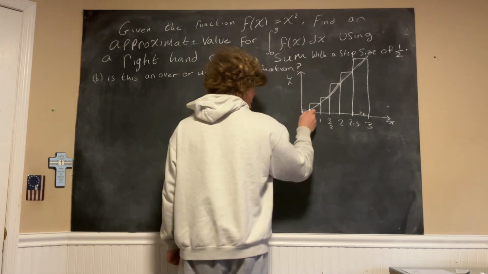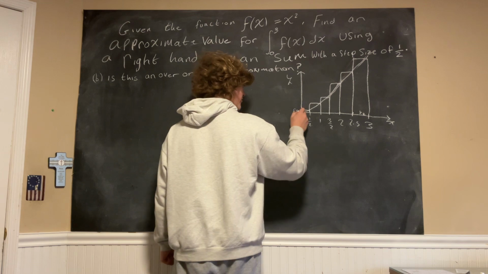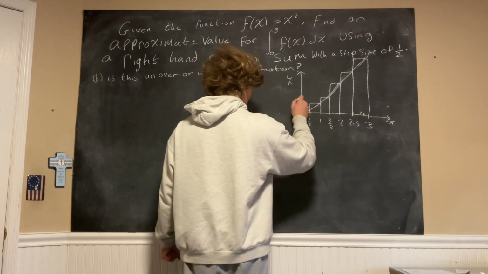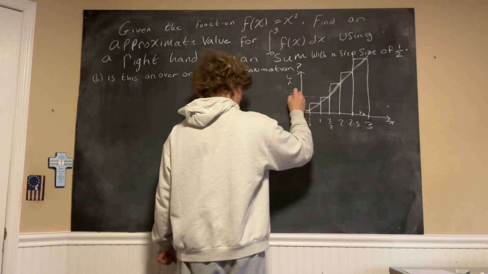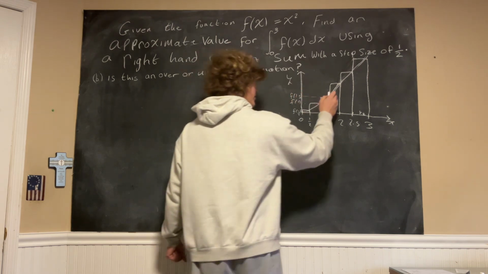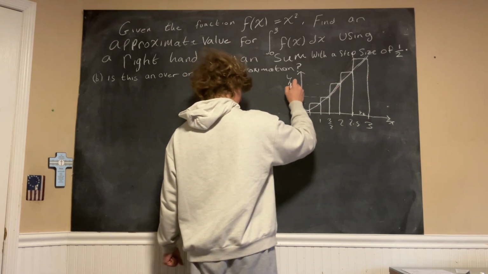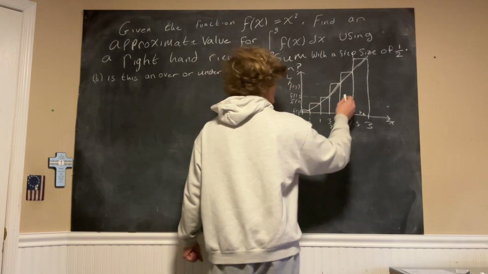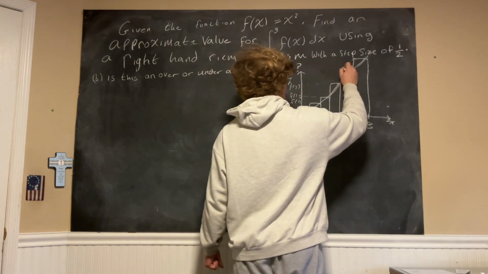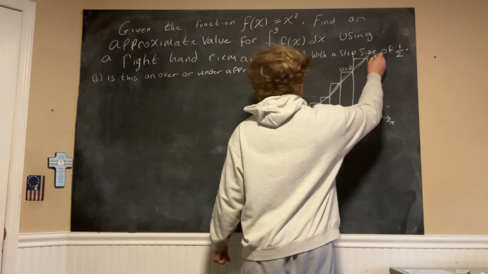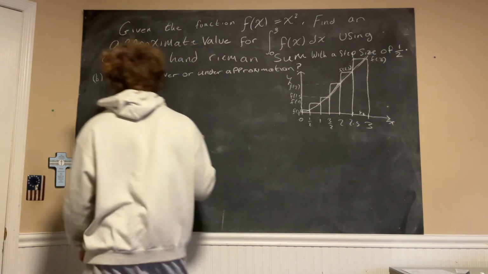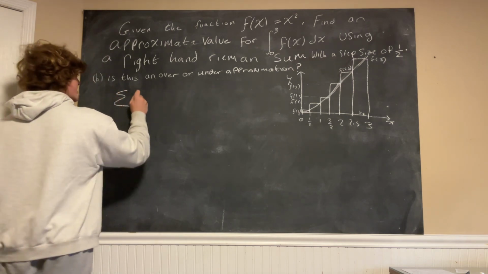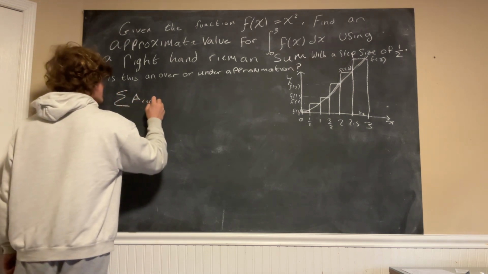And if you look, this box has a height of f of 1/2. And then this has a height of f of 1. This one has a height of f of 1.5. This block right here has a height of f of 2. And it keeps on going. This one is f of 2.5, and this is f of 3. Now we are taking the sum of all these areas of the rectangles.